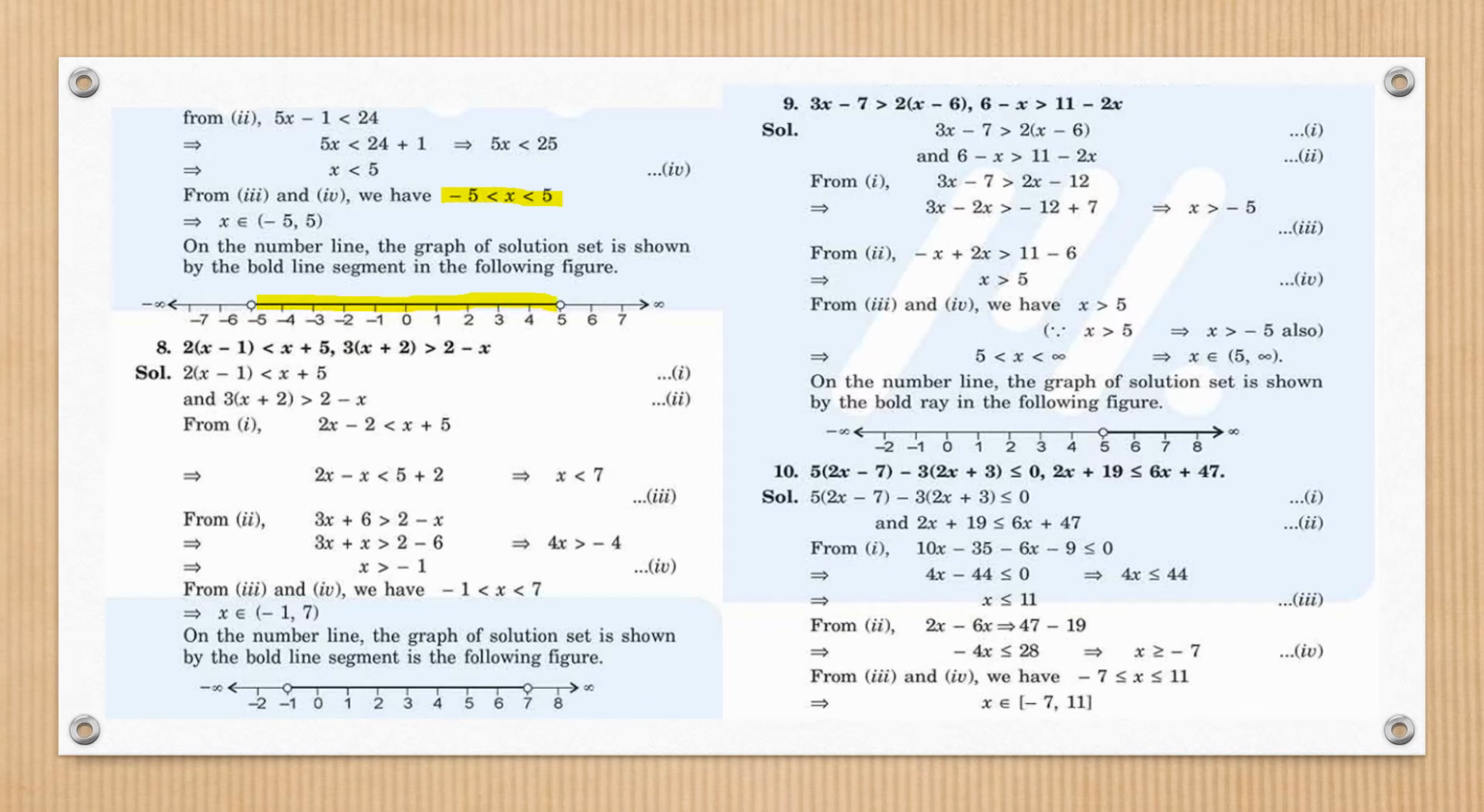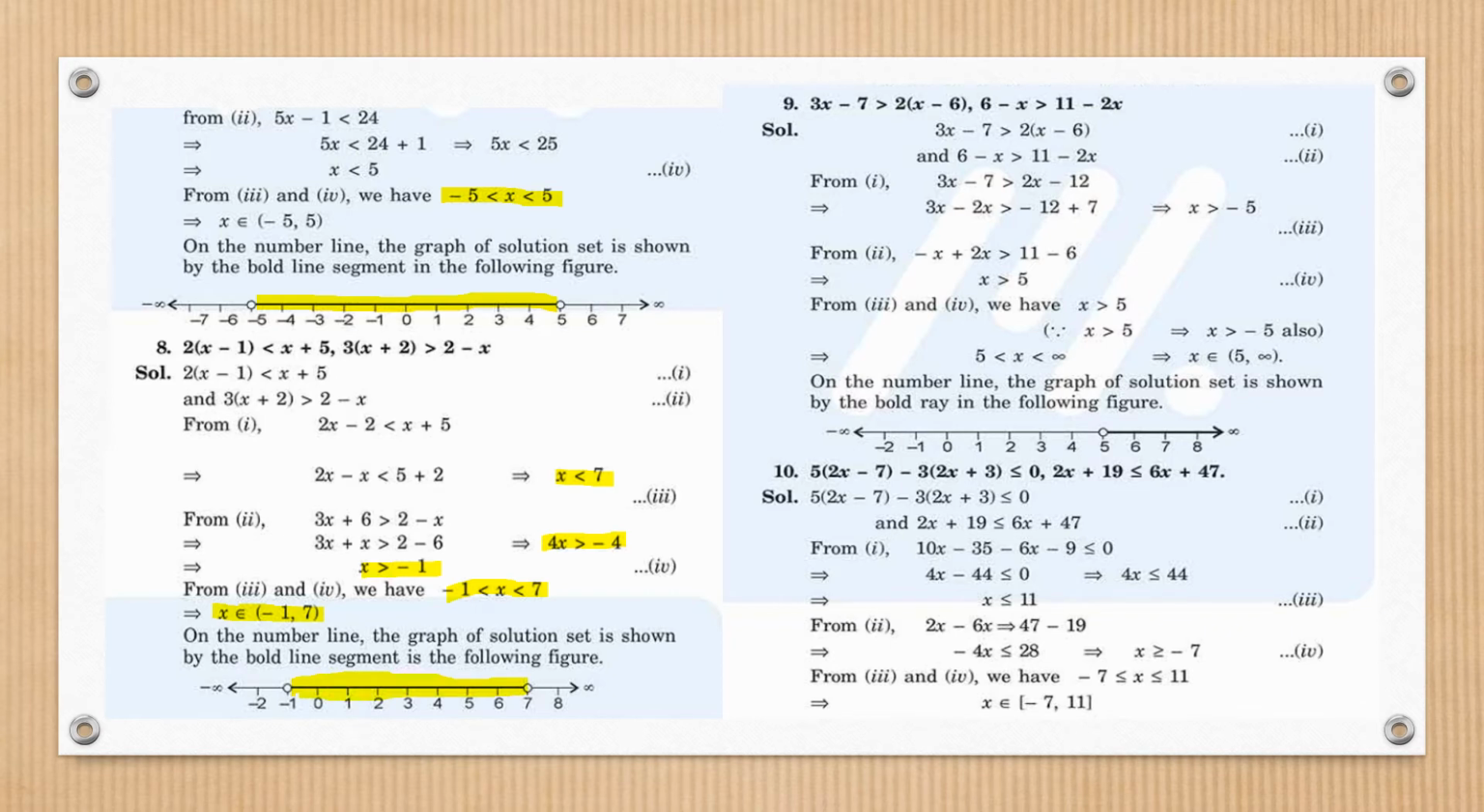Okay. Now see the eighth one. 2(x - 1) < x + 5 and 3(x + 2) > 2 - x. When we solve the first, I'll get x < 7. Solving the second, I'll get x > -1. So x is lying between -1 and 7, meaning open interval (-1, 7). So from here again, holes are there at -1 and 7, as neither -1 nor 7 are included. So this is the complete solution.